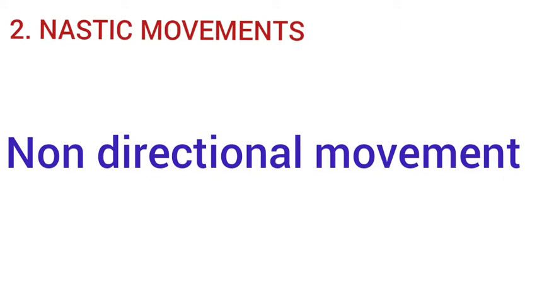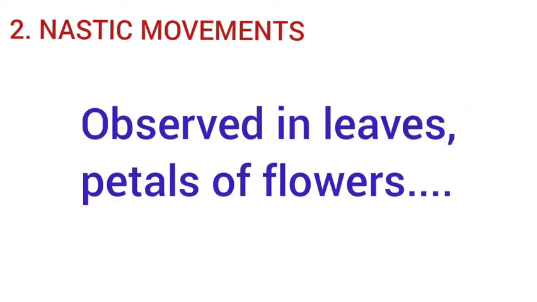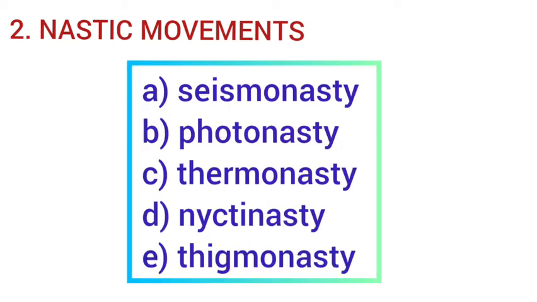That is, from whichever direction the stimulus is applied, it affects all parts of the organ of a plant equally, and they always move in the same direction. This movement takes place in parts like leaves, petals of flowers, etc. The types of nastic movements are seismonastic movement, photonasty, thermonasty, nyctinasty, and thigmonasty.